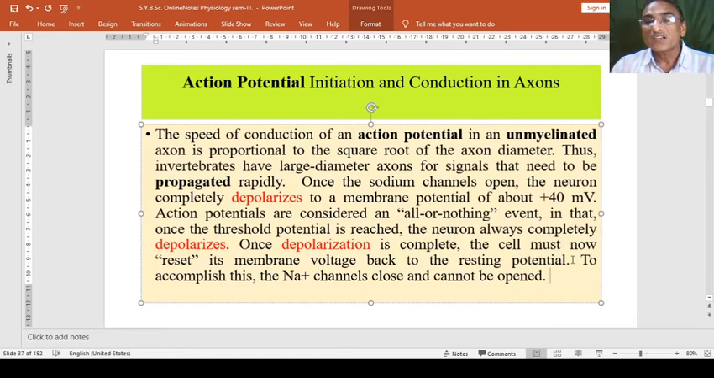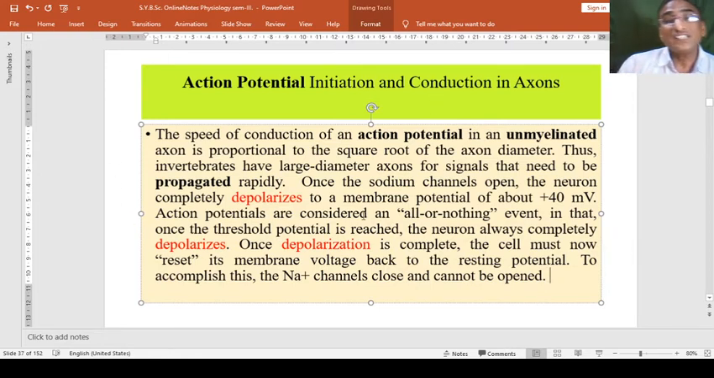A complete action potential shows this reset mechanism. To accomplish this whole task of the action potential, the sodium ion channels close and cannot be opened further. And this is the complete depolarization action in the action potential.